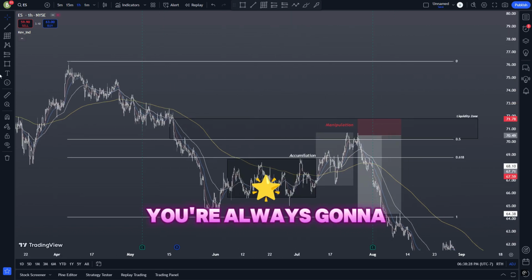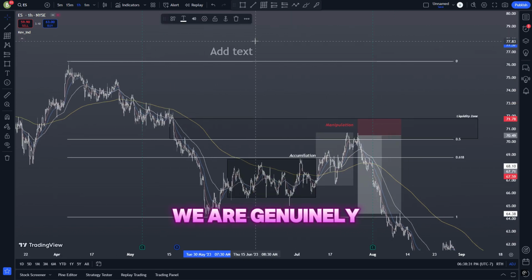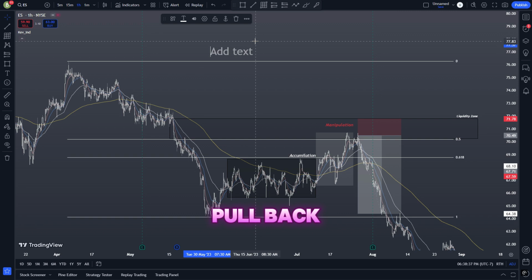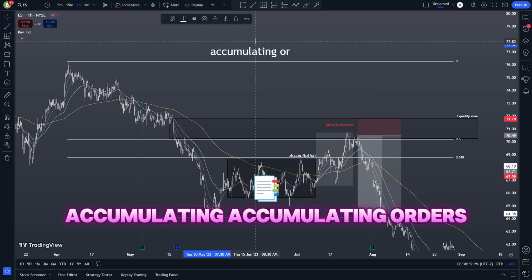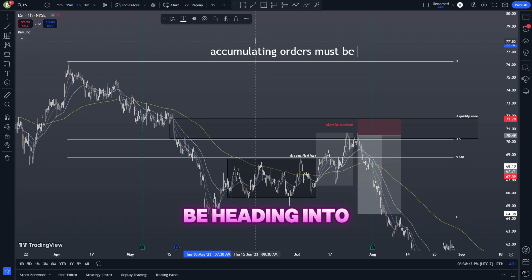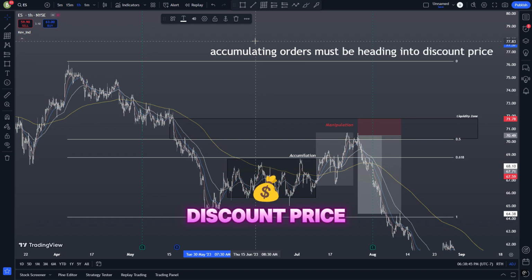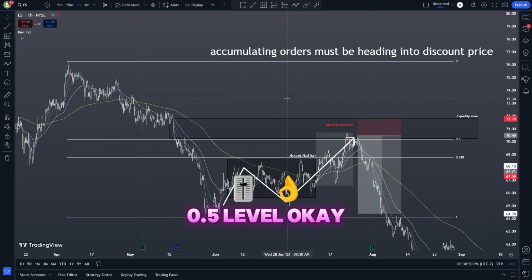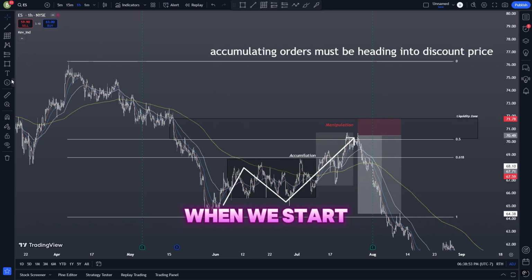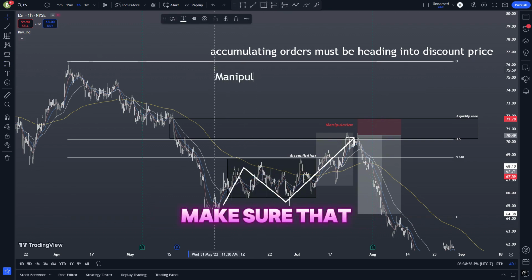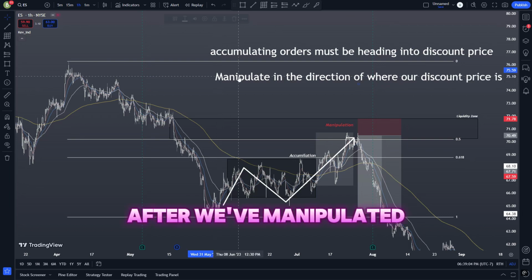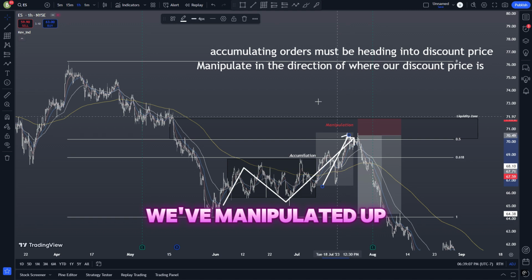Number one, you're always going to want to make sure that when we're accumulating, we are genuinely going towards something that's going to allow us to pull back. So when we're accumulating, orders must be heading into discount price, meaning that our accumulation of orders is slowly heading up to the 0.5 level. Okay, perfect. What's after? When we start manipulating, we need to make sure that we manipulate in the direction of where our discount price is. After we've manipulated over there, we've manipulated up.